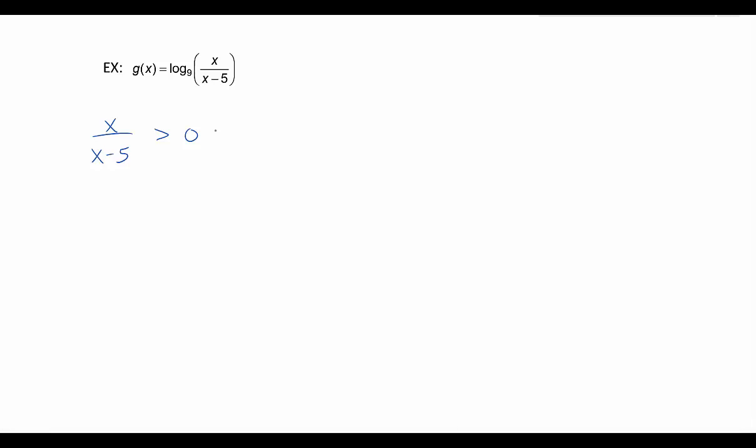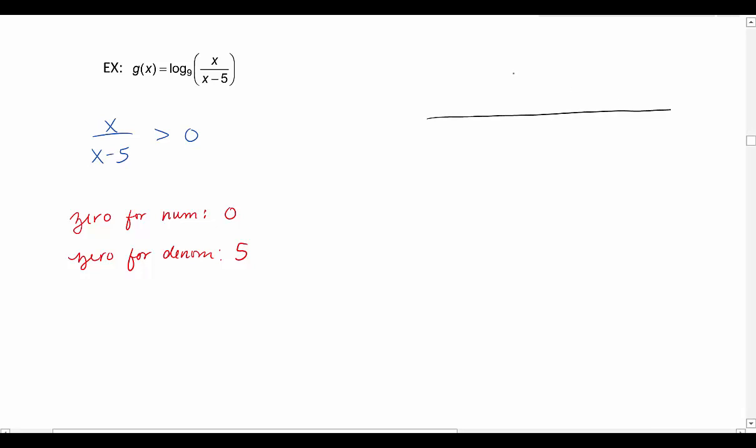So I would definitely not use the graphing technique for this one because rationals are hard to graph. I'd much rather just find the zeros and do the sign charts. So we want to find zeros for the numerator and the denominator. So the 0 for our numerator is 0, and then the 0 for our denominator is 5. So we'll break up our number line at 0 and 5 and choose some test points to plug in.